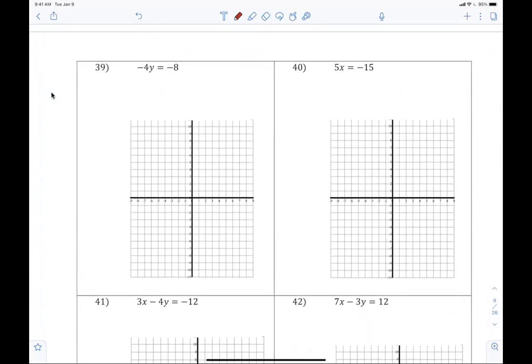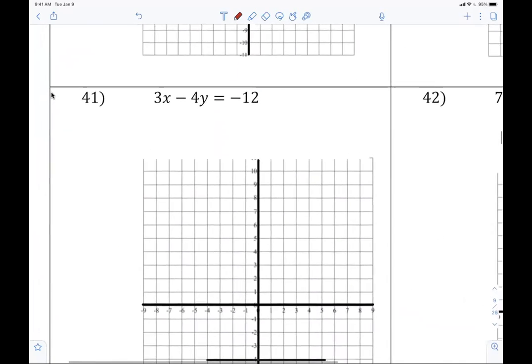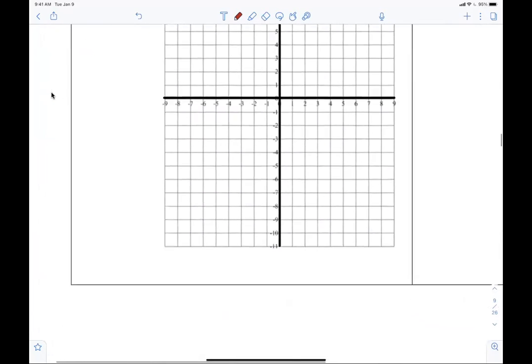So for 39, what do I have to do for that guy? Tell me. Divide by -4. Yeah, so it's just what? y equals 2. And everybody now knows, or everybody's refreshed their memory, y equals 2 is just a what? Horizontal line. There we have it. All right, so I'm confident now with your ability to do 41.